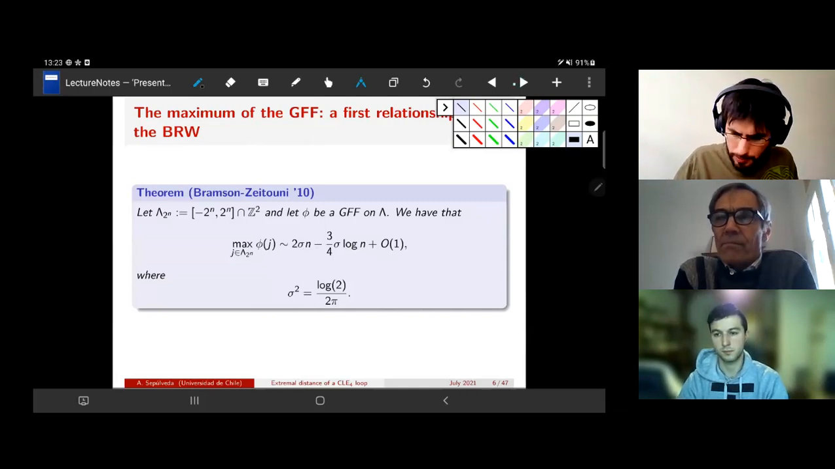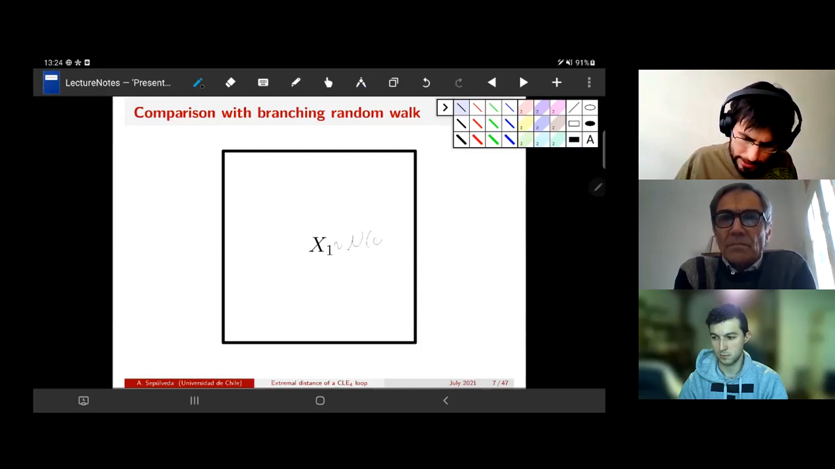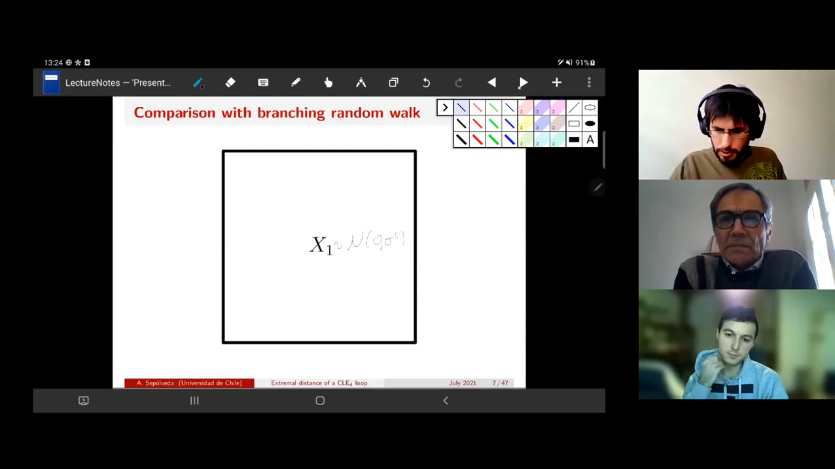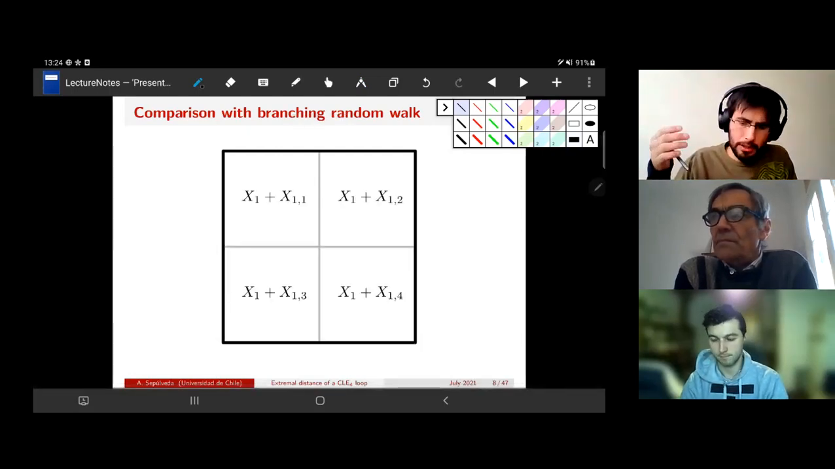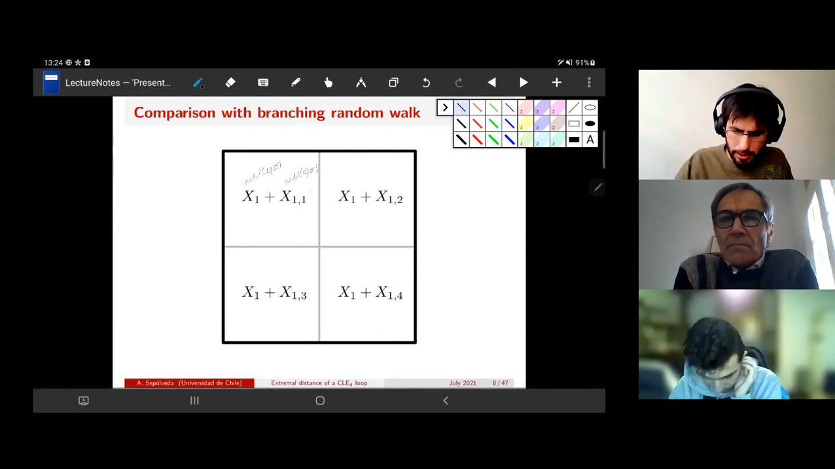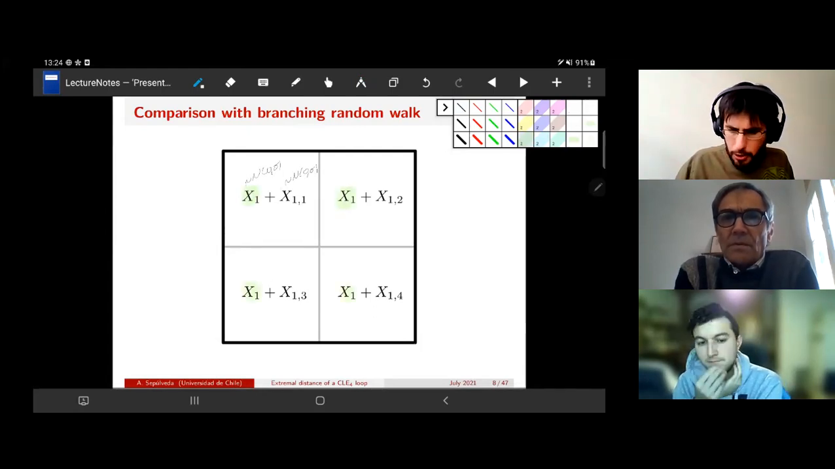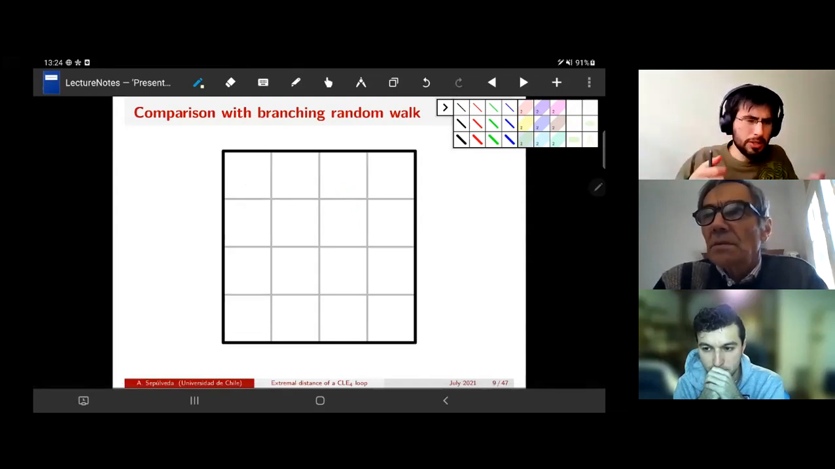And what is the branching random walk? It's the following. You start with a square. You choose a Gaussian random variable, let's say x1, which is normal with mean 0 and variance sigma squared, the sigma we defined before. And then let's say you divide this in 4, and to each one of these squares you add another i.i.d. normal random variable with the same variance. So it is a branching random walk, but the correlation between these 4 is just in the x1 term. All the other ones are independent. And of course, you keep dividing in 4, and when you look at the maximum, it will be of the same order.